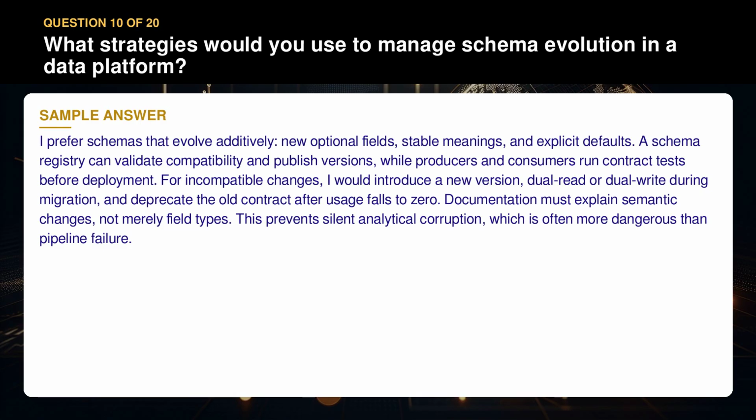For incompatible changes, I would introduce a new version, dual read or dual write during migration, and deprecate the old contract after usage falls to 0. Documentation must explain semantic changes, not merely field types. This prevents silent analytical corruption, which is often more dangerous than pipeline failure.